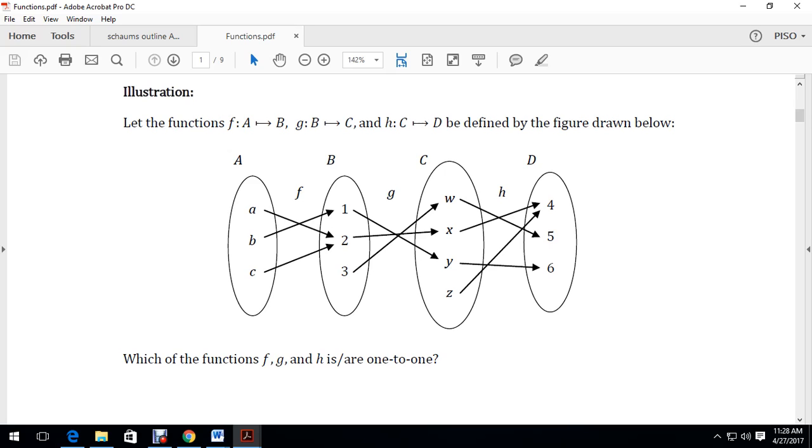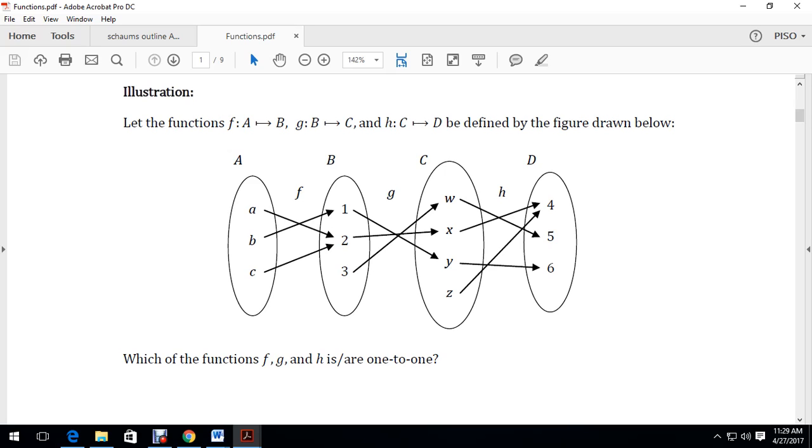Okay, so the same goes with function g. Function g is not an onto function since the element Z in our set C is left out. No mapping is assigned to Z from the set B. So therefore, g does not also qualify as an onto function.